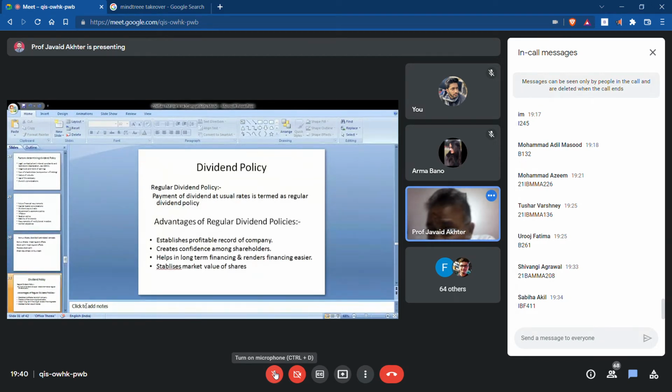Then I'll just spend another 5 minutes before we break, and then we'll meet after another 5-7 minutes. Dividend policy could be a regular dividend policy, a fixed dividend policy. Then there can be policies wherein the dividend is not fixed. Nothing very technical about it. If a company pays dividend at a regular rate every time, 7%, 10%, 15%, you call it a regular dividend policy.